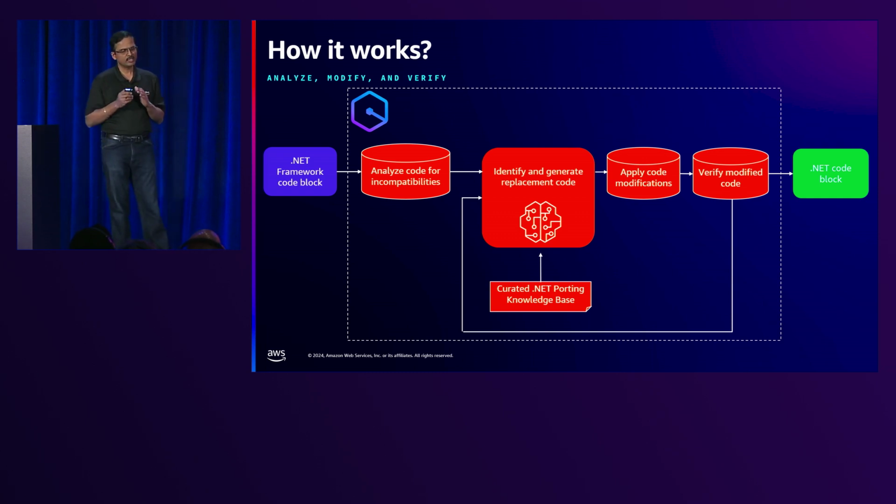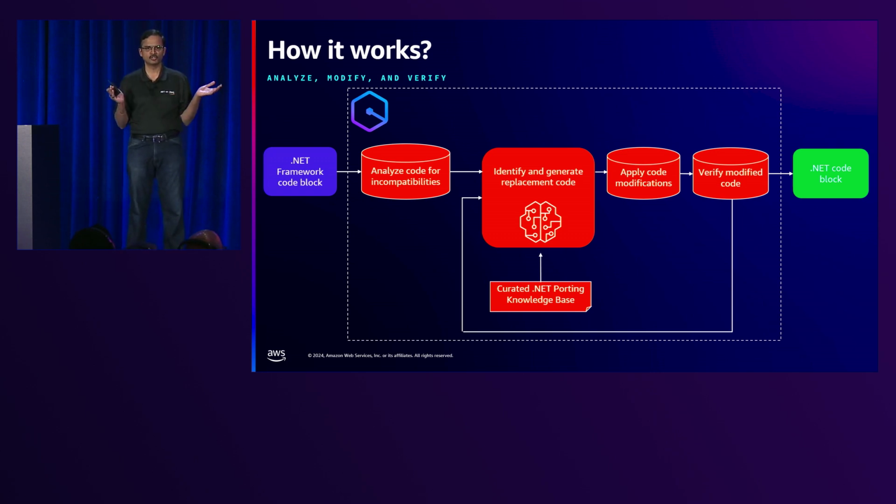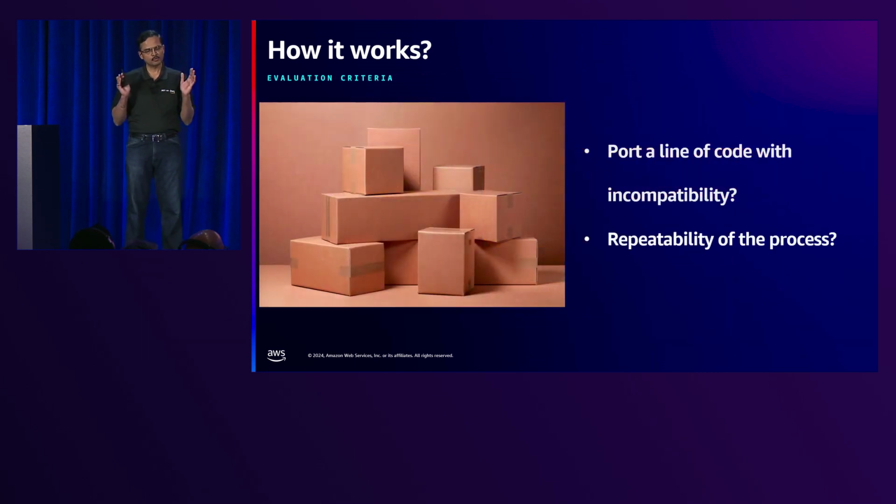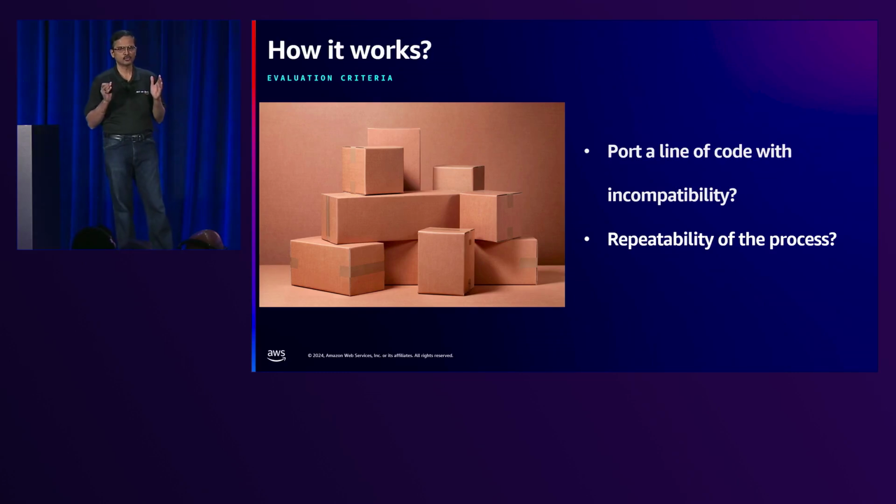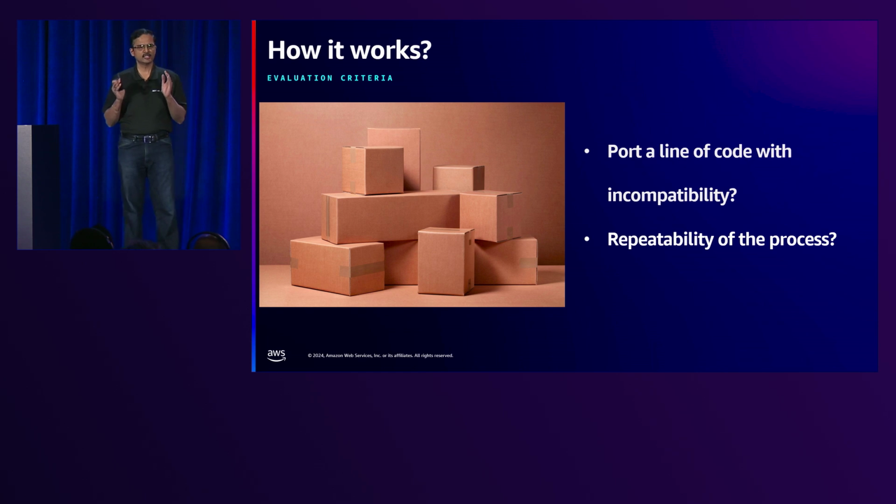Now that we can see how the code gets transformed, we wanted to know how we can evaluate the entire transformation process. So we set ourselves to come up with building blocks for evaluation criteria. We came up with 2 things. First, can Q successfully port a line of code with incompatibility? The second one is, given the non-deterministic nature of Gen AI, how consistently can Q repeat this success? With these two evaluation criteria as building blocks, we set out to build an evaluation system.